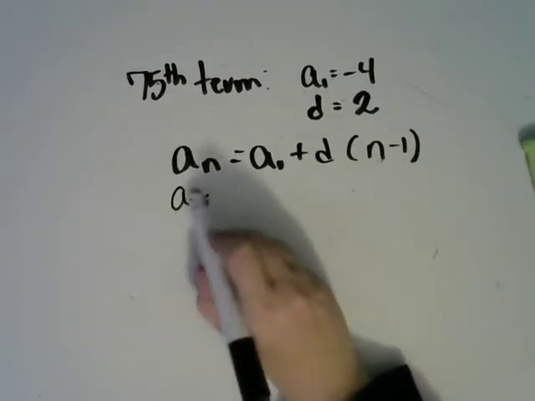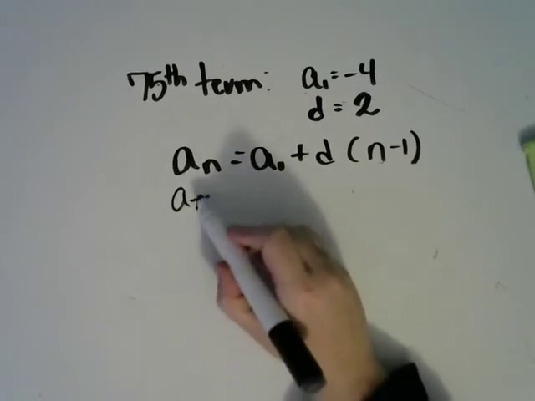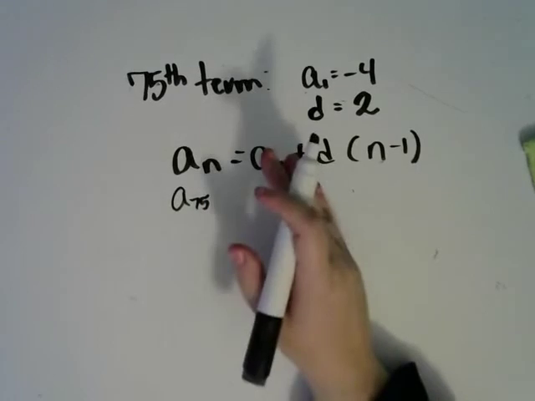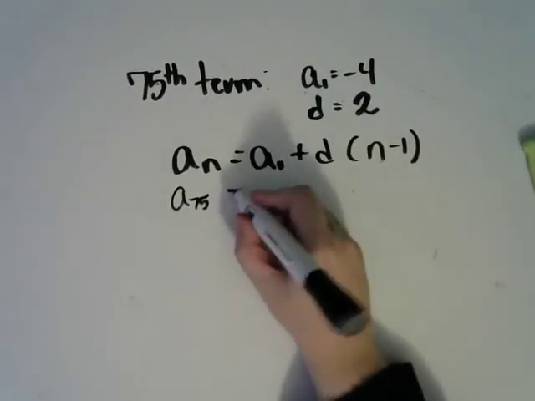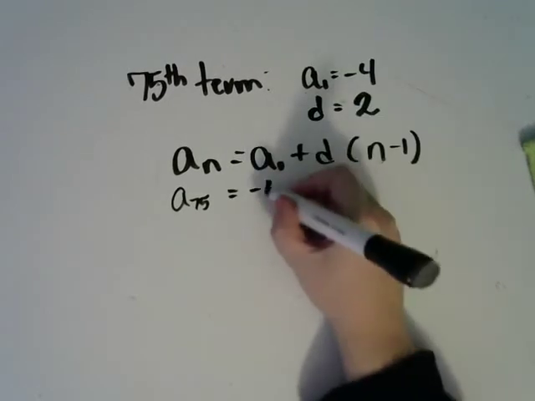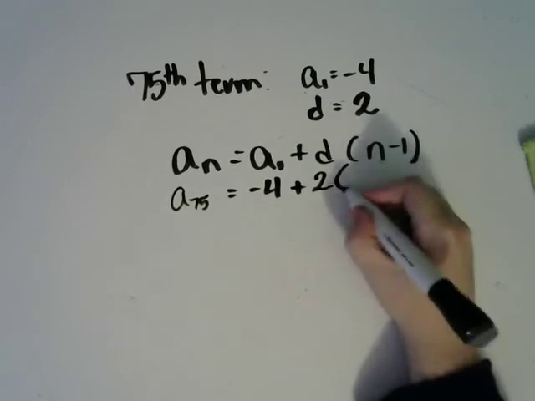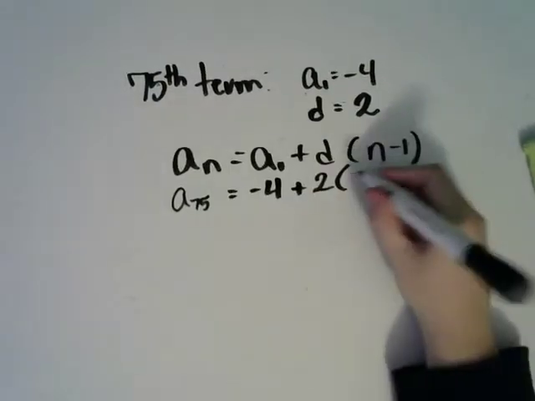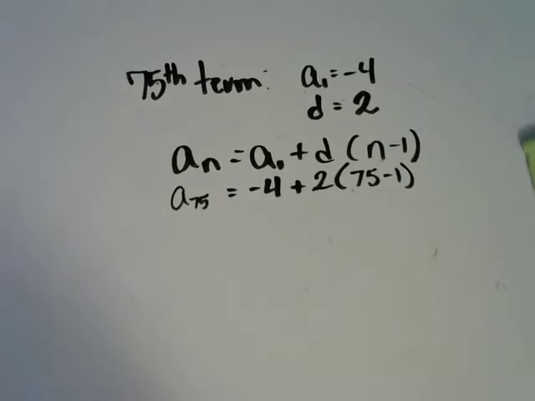A75 means the 75th term. Now this 75 is not a numerical component of the problem. We're not going to add 75, we're not going to subtract 75, we're not going to mess with the 75. Then A1, they told us, was -4. The difference, they told us, was 2. And N is 75. Again, use your calculator to complete this problem.